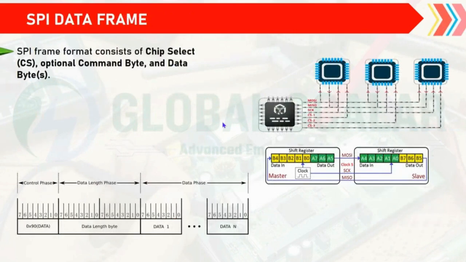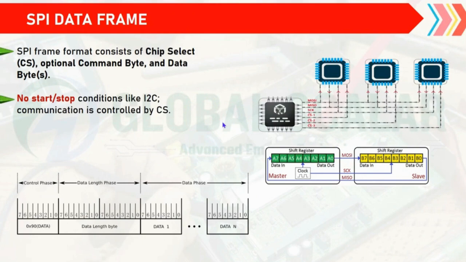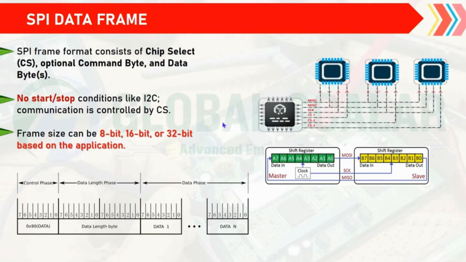Coming to the data frame, the SPI frame format consists of chip select, operational command byte, and data bytes. For SPI, we don't have the start and stop conditions like I2C. So how will it be controlled by the master and slave? It will be controlled based upon the slave select. And the frame size can be varied, 8-bit, 16-bit, 32-bit, based on the application.